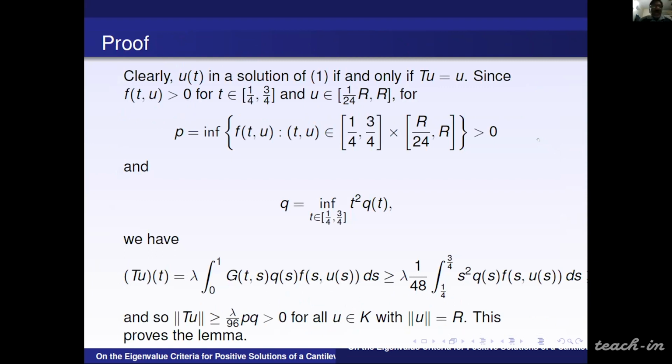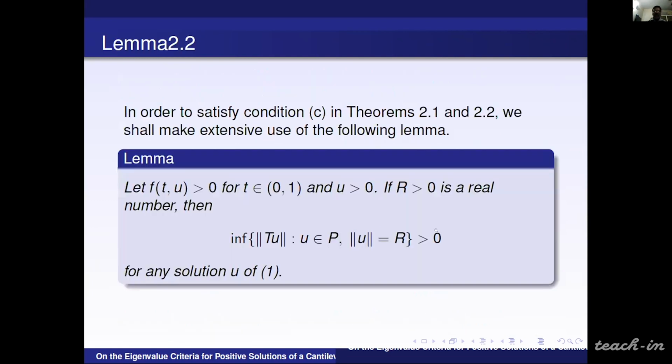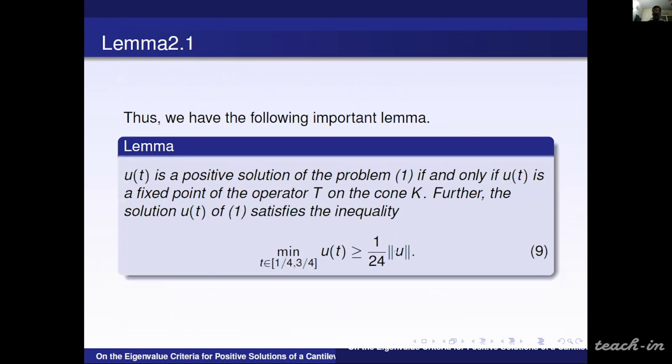I have written here: if u(t) is a solution of 1, then clearly u(t) is a solution of 1 if and only if Tu equal to u. Since you assumed f(t, u) is greater than 0 and it is continuous, for every t in [1/4, 3/4], u will be satisfying, for norm of u equal to R, that you will be lying in the region R/24 to R. This is because of this condition. So u(t) will lie in the interval R/24 to R.